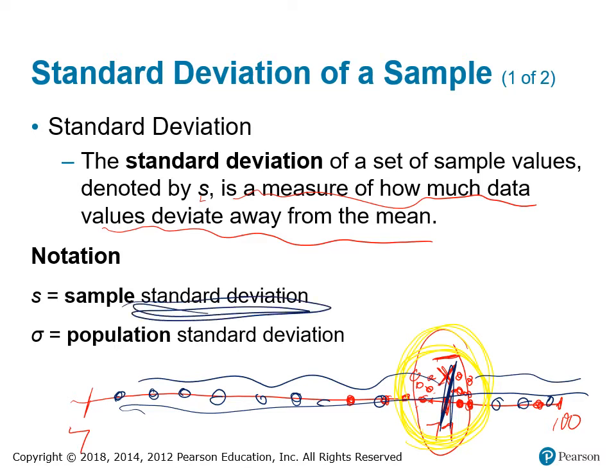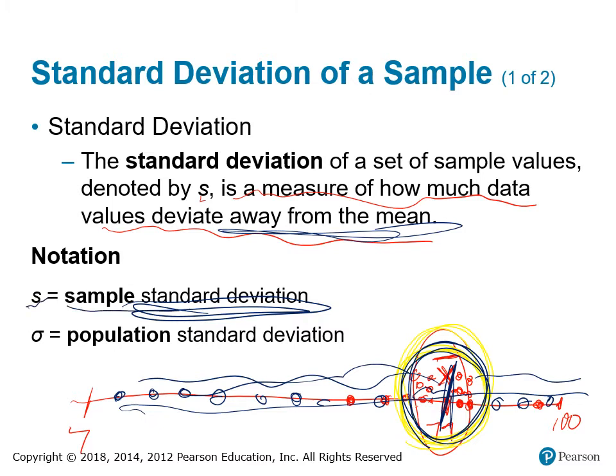It will tell you, do your data values clump up right around the mean? Are they very close? Is there very little variation away from the mean? Or is there a large amount of variation away from the mean? So we have two symbols here. The sample standard deviation, we use lowercase s. We use this symbol here for the population standard deviation.